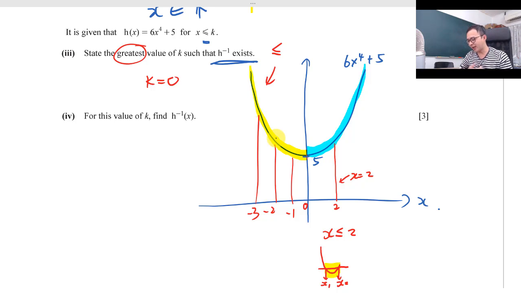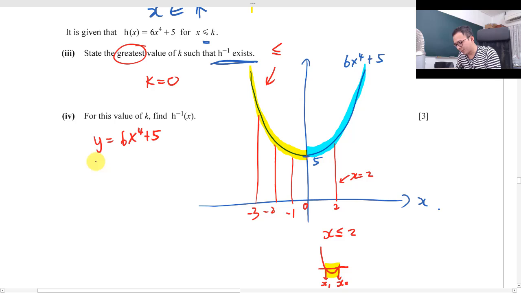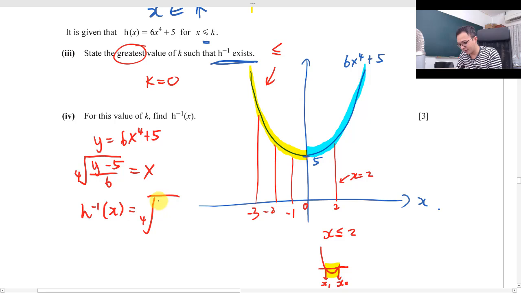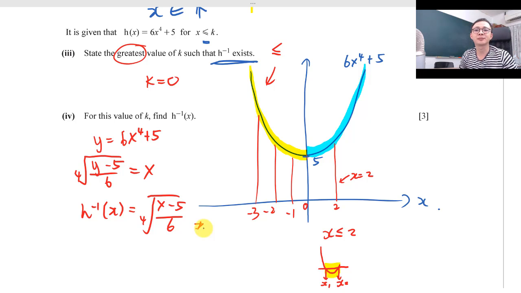So for this value of k, I need to find the inverse. So I will say y equals to 6x power 4 plus 5. So y minus 5 over 6 and 4th root should equal to x. So therefore, my h inverse x should equal to the 4th root of x minus 5 over 6. Alright, this is inverse function. I'm not going to teach you about inverse function. I hope you can understand that.